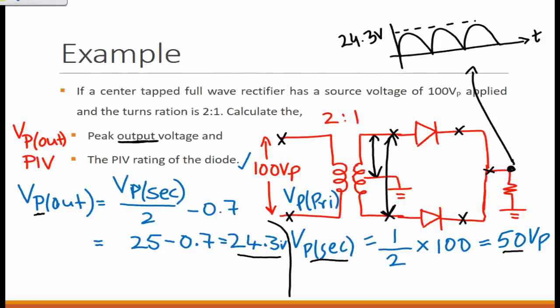That's PIV. Once we find PIV, then we know the minimum rating we need to choose when we're purchasing these diodes. Whatever value you come out with, if PIV is 50.1, that means when you're purchasing, we need to make sure that the breakdown is way higher than that 50.1. That's your second one, the PIV.